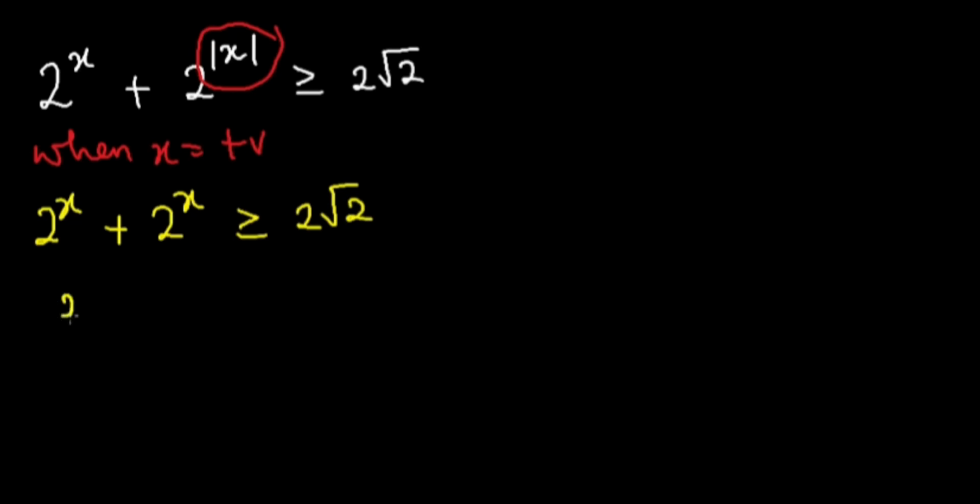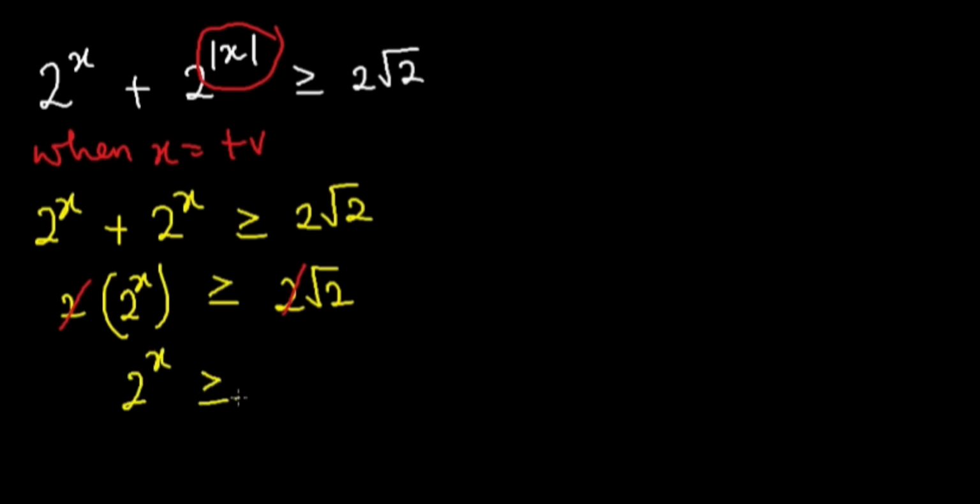And this is what? 2 into 2 power of x. That means we're having 2 times 2 raised to power x greater or equals to 2 root 2. So we can actually get rid of this one, and as well write this in an index form: 2 raised to power 1 over 2. Okay, then we can also get rid of the base. Then when x is positive, my value of x will be x greater or equals to half. That's when x is positive.